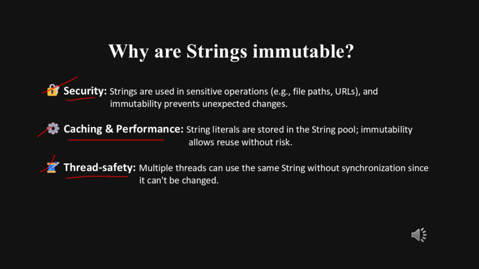These three properties, security, caching and performance, and thread safety, are the reason strings are immutable, and each property is very good and useful. Now we move on to the next slide.